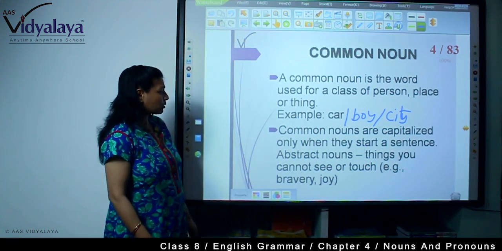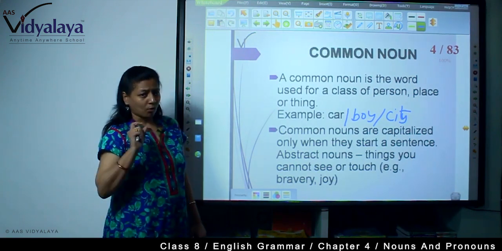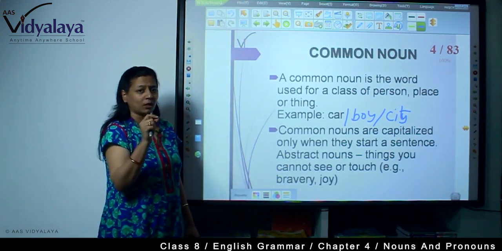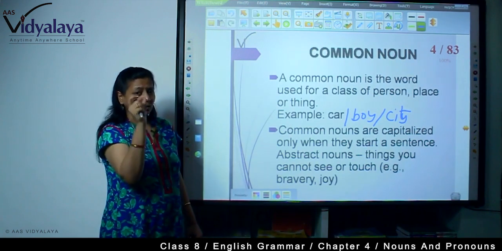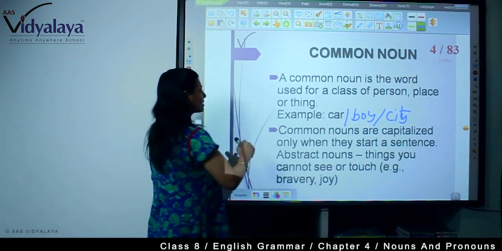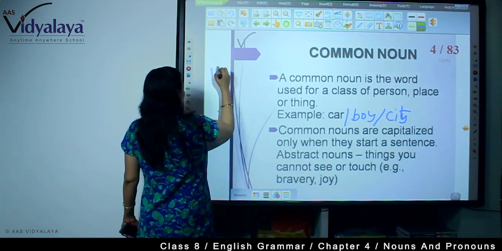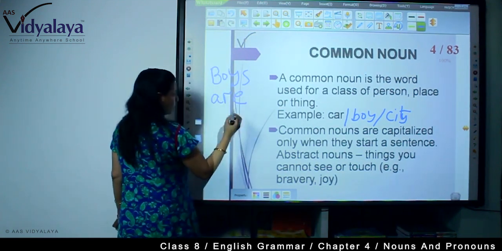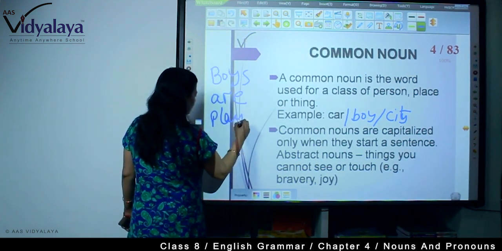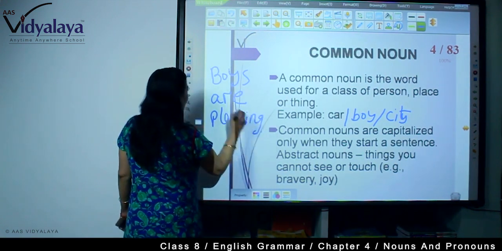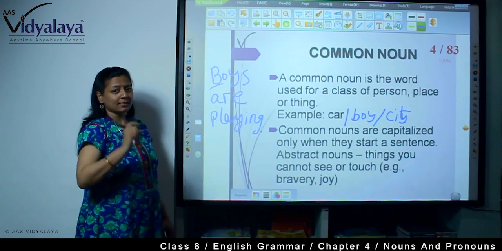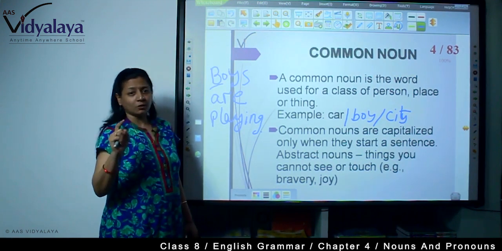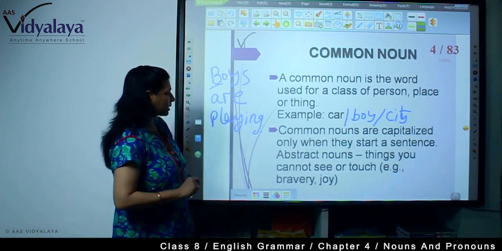Common nouns are capitalized only when they start a sentence. When there is a common noun, you will write the first letter of the common noun with a capital only when the sentence is starting. For example, boys are playing. Now, boys are playing, here B is capital because the sentence is starting with boys. Otherwise you are not allowed to write common nouns with the capital, right?